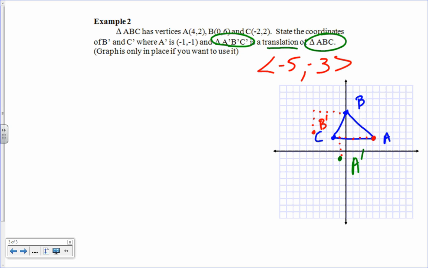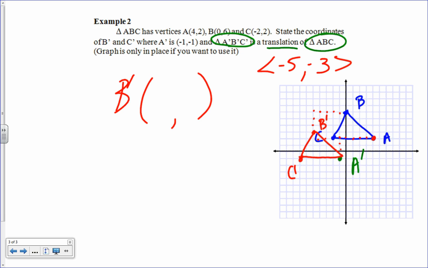I don't know why I did that in red. But anyways, C is 1, 2, 3, 4, 5. 1, 2, 3. Right there, you think? C prime. Wow. There it is. So what is B prime? What's the ordered pair there? Wow, that's a really bad B prime too.